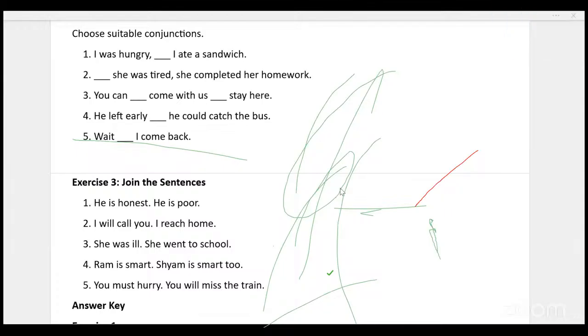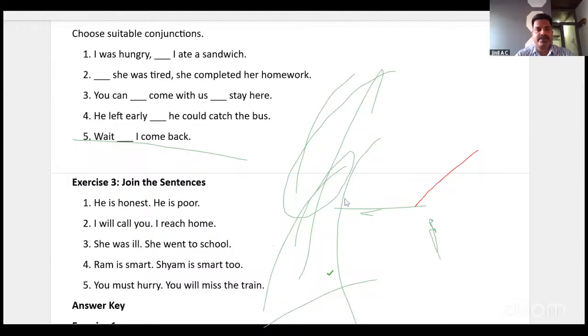Unless you can use. How can you use unless? Unless you hurry, you will miss the train. When you use unless, you should not say you must hurry. Unless you hurry, you will miss the train. Okay, so these are the sentences. Now we have done these answers.